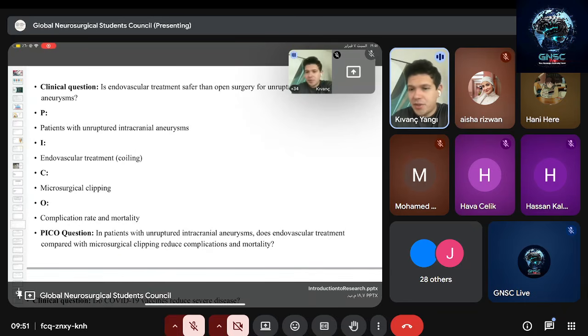Again, is endovascular treatment safer than the open surgery for unruptured aneurysms? So your patient population will be the patients with unruptured intracranial aneurysms. Intervention group is endovascular treatment, or coiling or whatever, can be stenting or anything else. C is microsurgical clipping. Outcome is complication rate and mortality. So your correctly framed PICO question is: in patients with unruptured intracranial aneurysms, does endovascular treatment compared with microsurgical clipping reduce complications and mortality? Next slide, please.